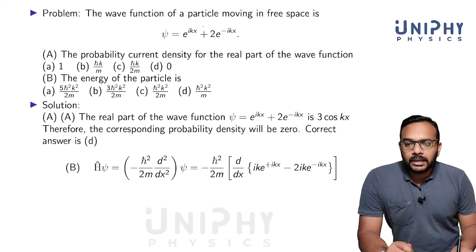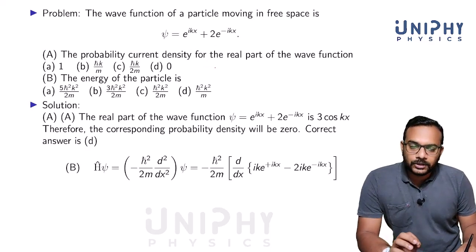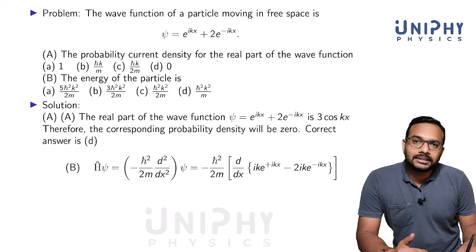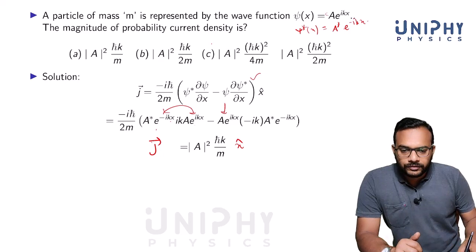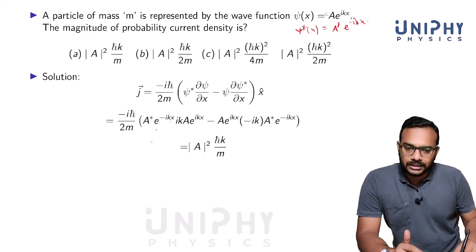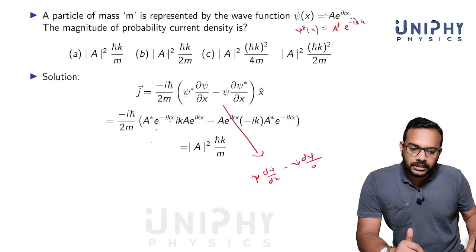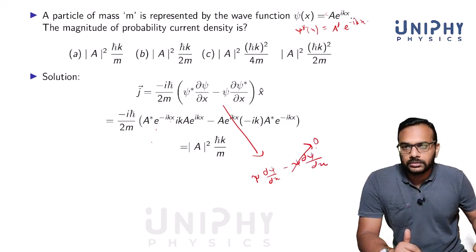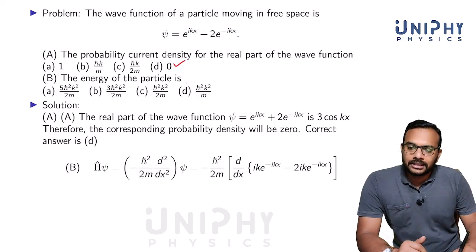The wave function of a particle moving in free space is psi equal to e raised to ikx plus 2 e raised to minus ikx. The probability current density for the real part of the wave function. What's the probability current density for the real part of the wave function? They are asking only the real part. But if your wave function is actually real, then psi star is equal to psi. Then what does this become? This becomes psi dou psi by dou x minus psi dou psi by dou x for the real part. So this is 0. So if you take only the real part, the probability current density is 0. So 0 is the right answer.